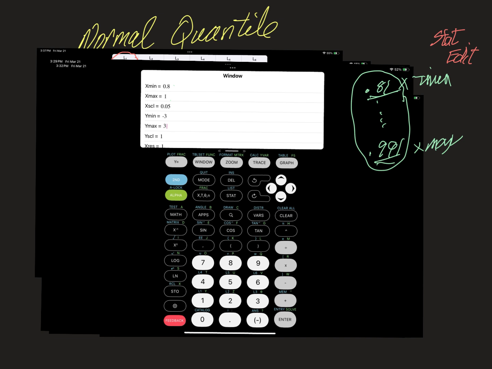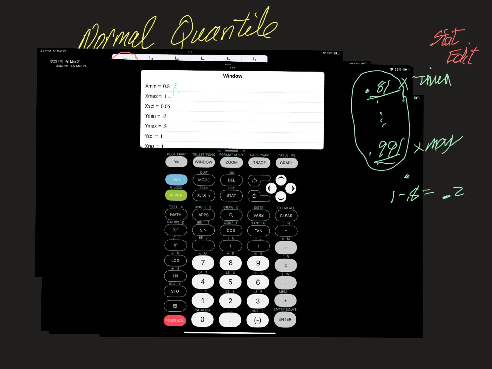And I need it to be fairly close. I don't want to put like negative 100 and 100, because then the graph will get crammed into a little dot and I can't see it. So I want to be fairly close to the values, but pick the smaller one and the larger one. And then I scale it by anywhere from like 1/4 of the distance. So 1 minus 0.8 is equal to 0.2, and then I take 1/4 of that, 0.05. That just puts marks on the x-axis, so I can see where the numbers are. Then the y-min and y-max.